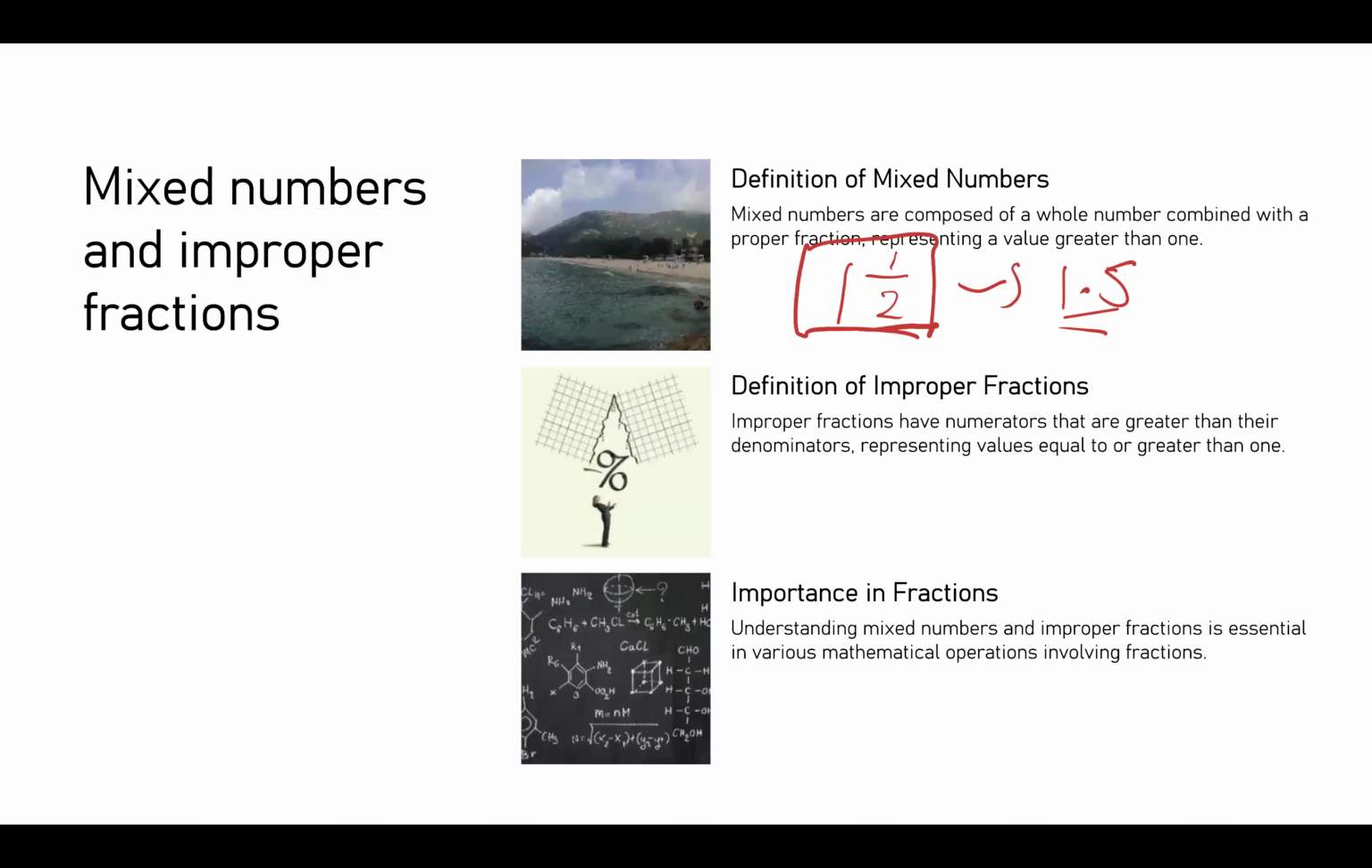So definition of improper fractions. Improper fractions have numerators that are greater than their denominators, representing values that are greater than 1. So again, 3 over 2 would be an improper fraction because 3 is greater than 2, and this would equal 1.5 again, which is greater than 1, as it says in the definition. Understanding mixed numbers and improper fractions is essential in various mathematical operations involving fractions.